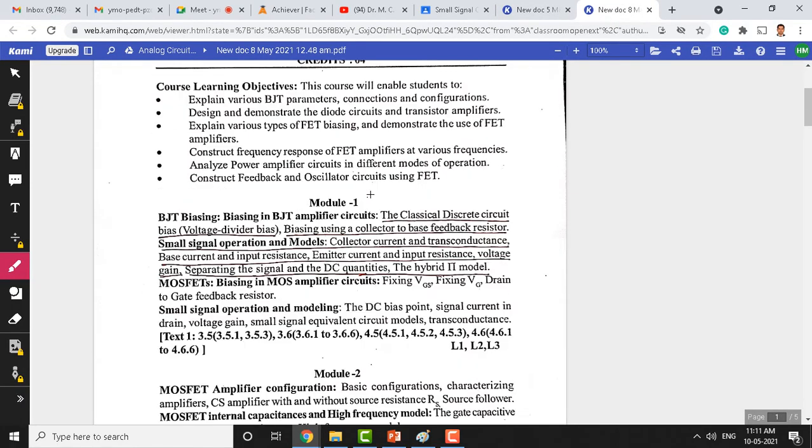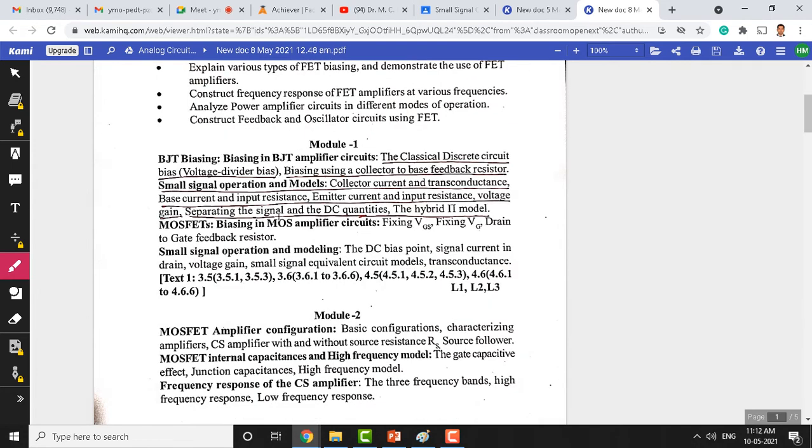In today's class we are going to discuss separating the signal and the DC quantities. Following this topic we are going to cover the hybrid pi model also, which is important from the examination point of view. Covering these two topics will complete the first two chapters on BJT with reference to module 1. Since we are covering almost 50% of module 1, I suggest students go through each and every topic, and if you have any questions you can ask me before we move on to the MOSFETs. So today's topic is this.